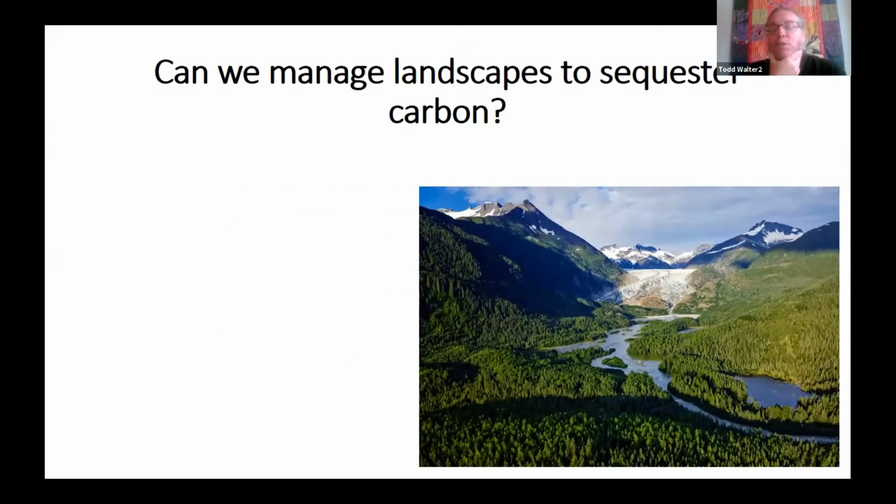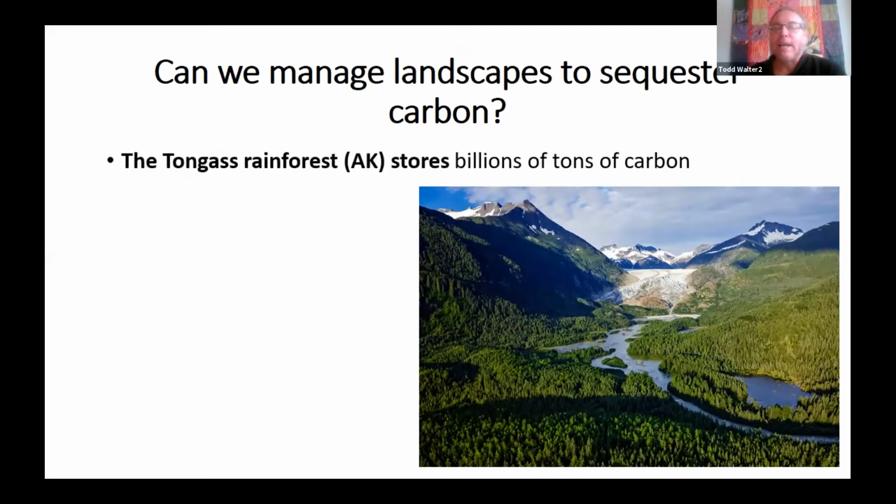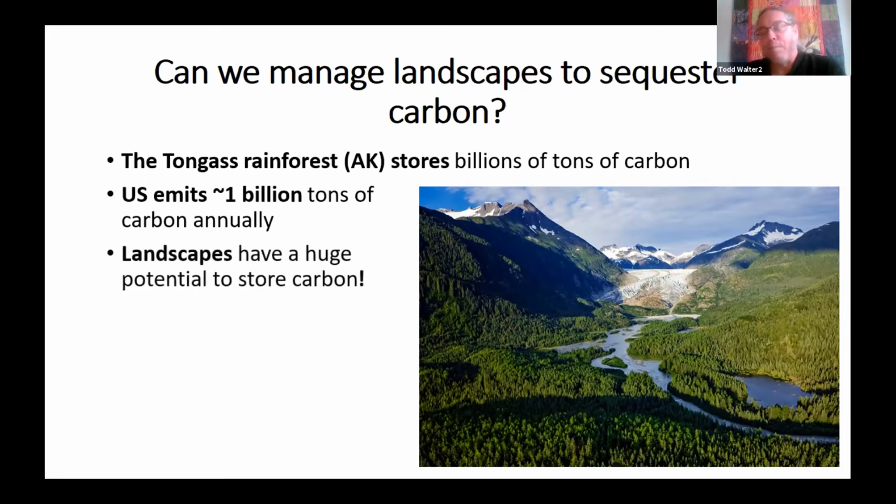But the one place where I really work on carbon sequestration is actually in Alaska, and I look mostly at the Tongass National Forest, which has billions of tons of carbon sequestered. It has something like maybe 5% of the nation's carbon sequestered in this one sliver of the landscape of our whole country. And just to put that in context, it has as much carbon stored there as the U.S. emits annually. So the point is just simply landscapes have a huge potential to store carbon.